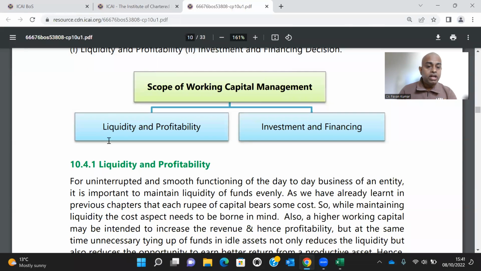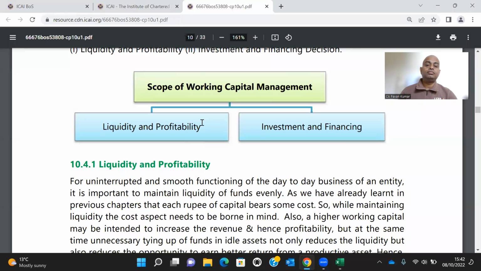Now see, liquidity and profit. Now one general knowledge question. How many decisions are involved when you are studying financial management? How many decisions will you come across? What are they? Everybody is saying 3. What are they? Can you tell me?